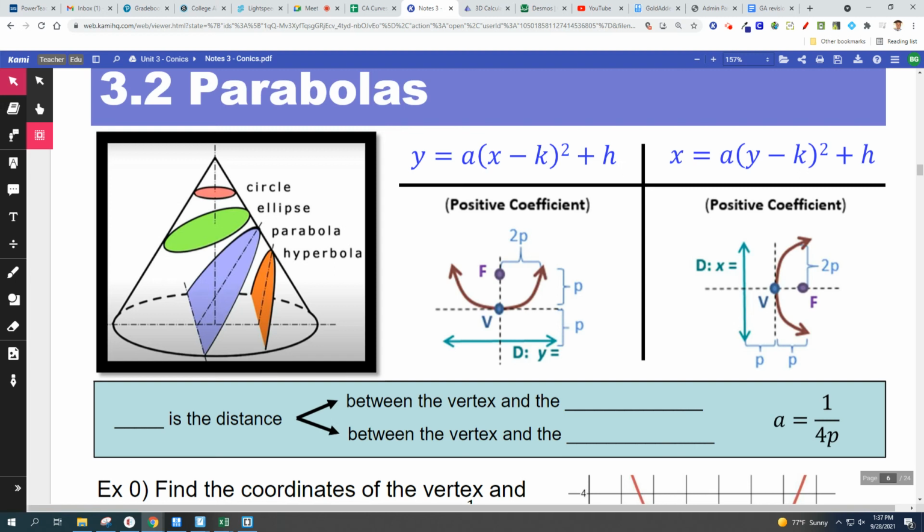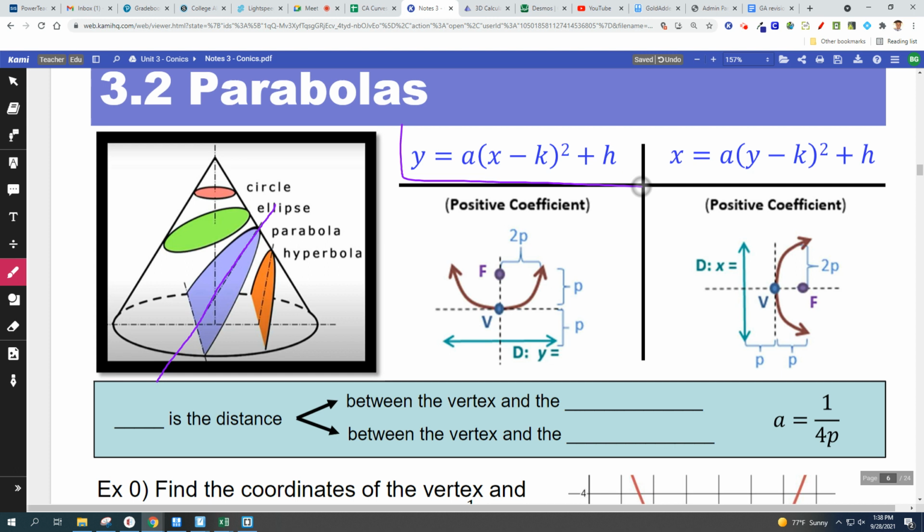3.2 is parabolas, and you can see that if you slice a cone just so, that section of the cone is going to form a parabola. That's where it comes from. That's why this is called a conic section.